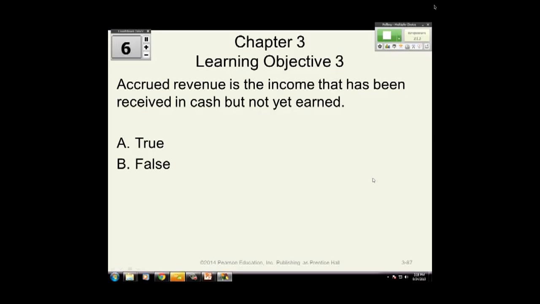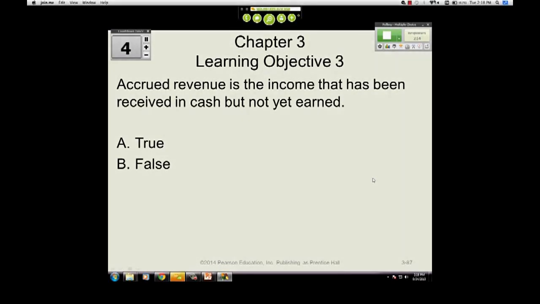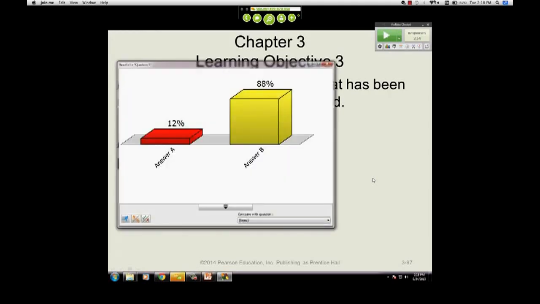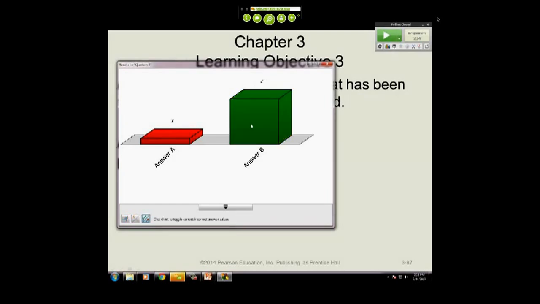Okay. All right, let's see what we got. Okay, good. All right, the answer, of course, is B. All right, again, we have 2 more to go. If you answered A, you just reversed the logic. So an accrued revenue is revenue that's been earned but not yet received.